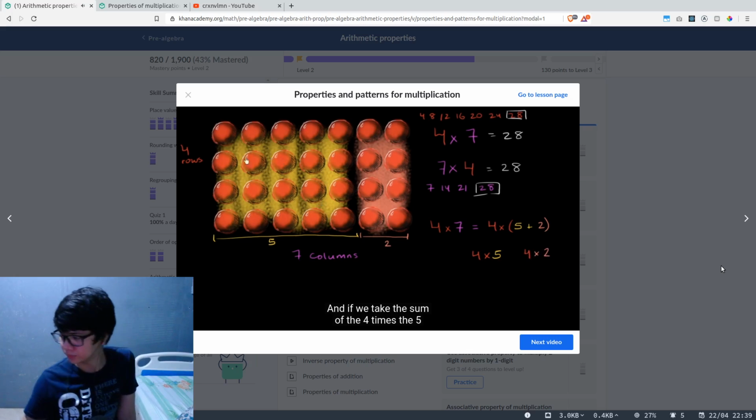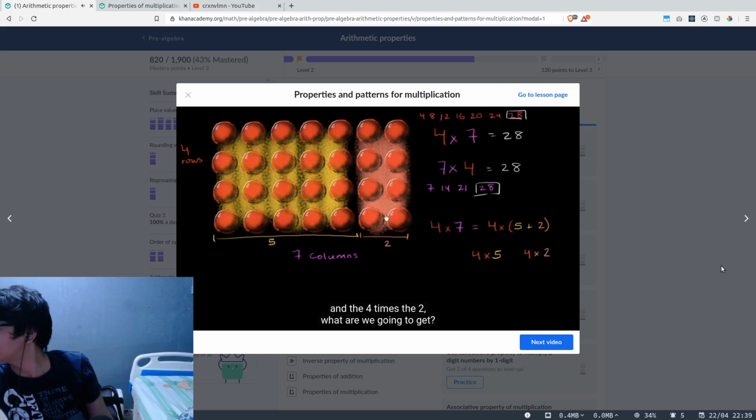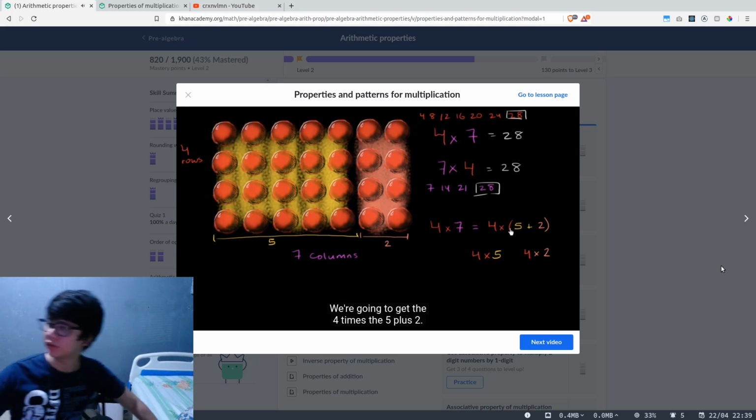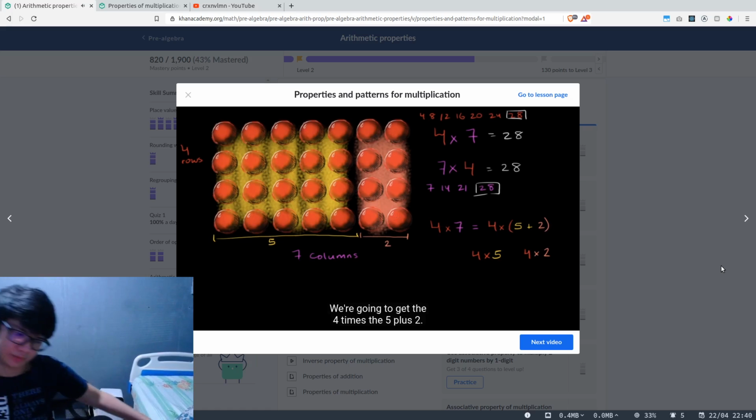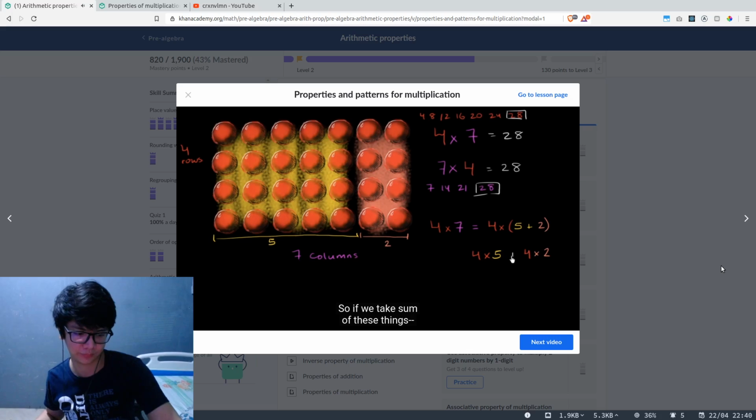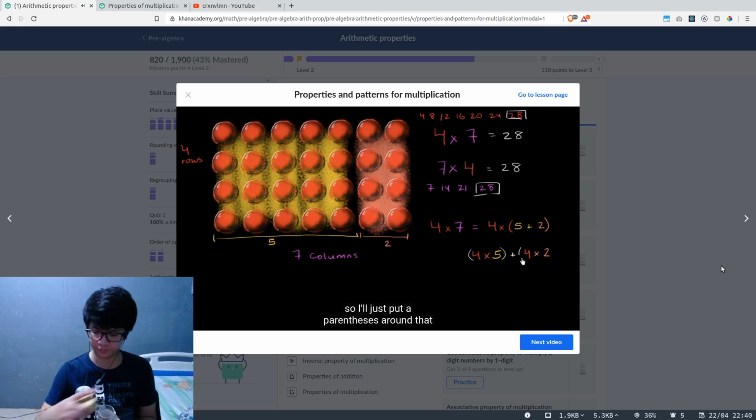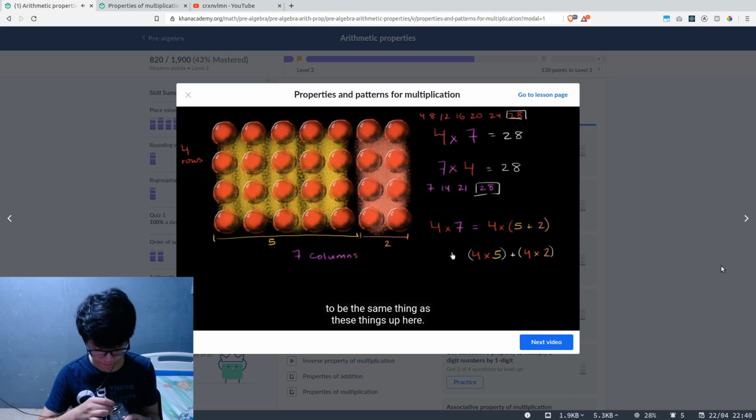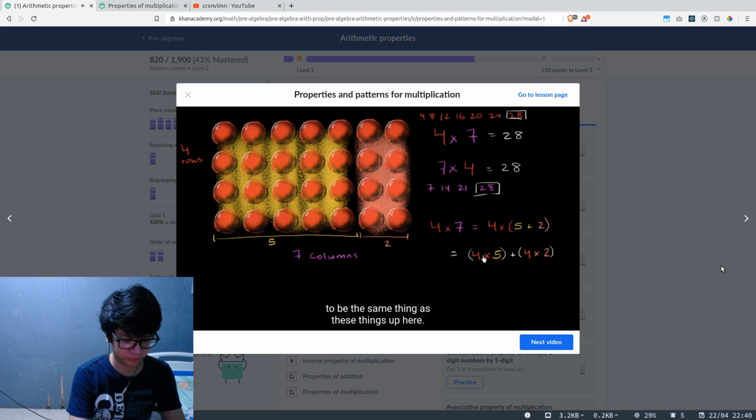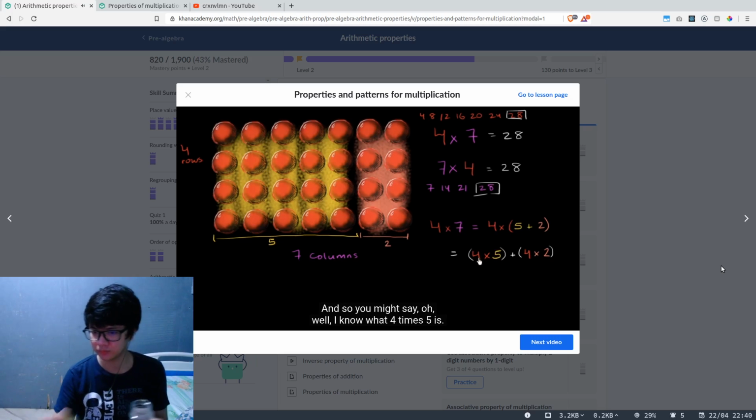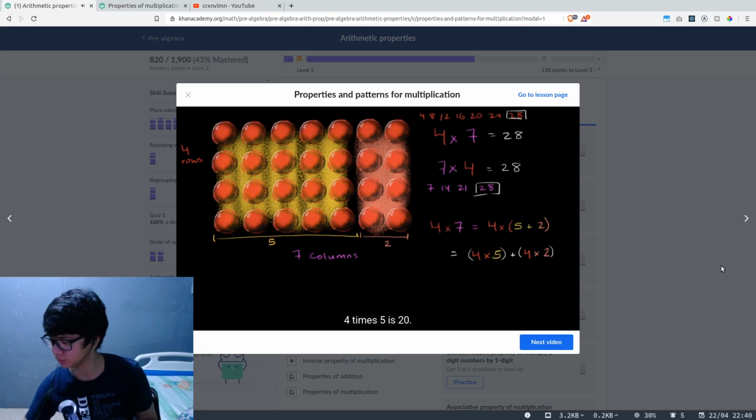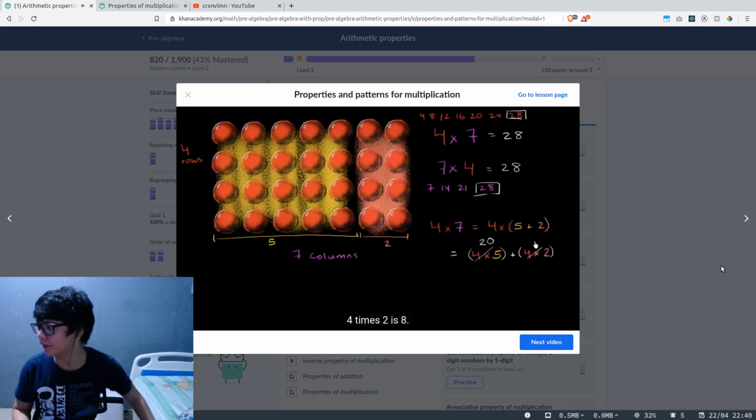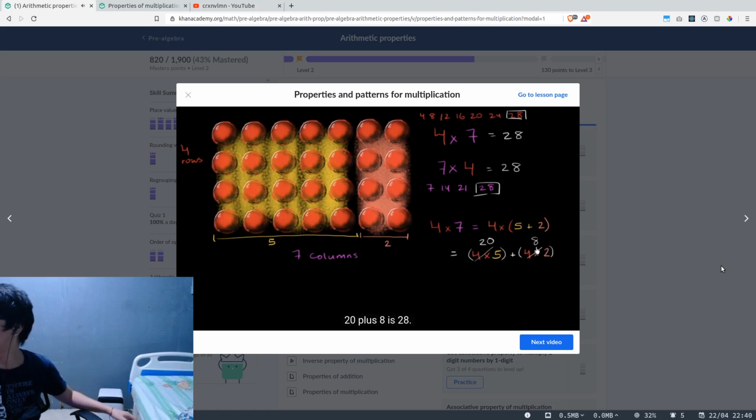And if we take the sum of the 4 times 5 and the 4 times 2, what are we going to get? We're going to get the 4 times 7, the 4 times the 5 plus 2. If we take the sum of these, and we want to do the multiplication first, I'll put parentheses around that to emphasize that this is the same thing as up here. So 4 times 5 is 20, 4 times 2 is 8, and 20 plus 8 is 28.